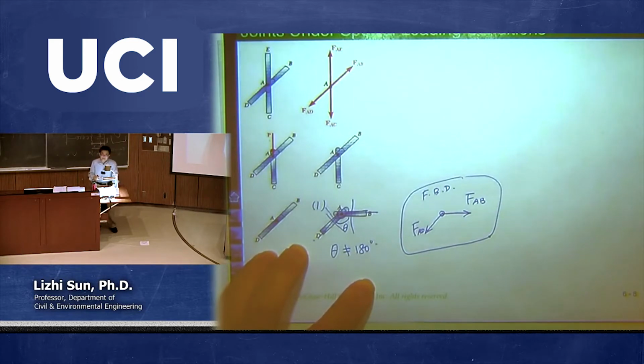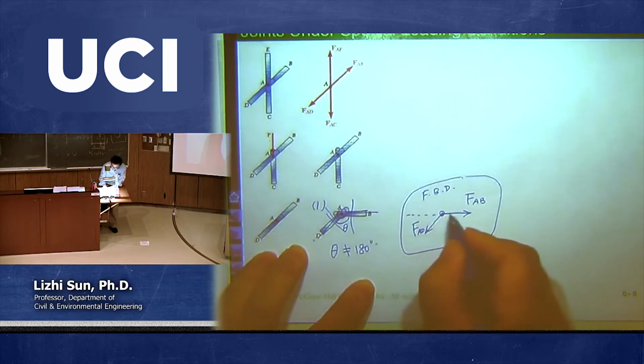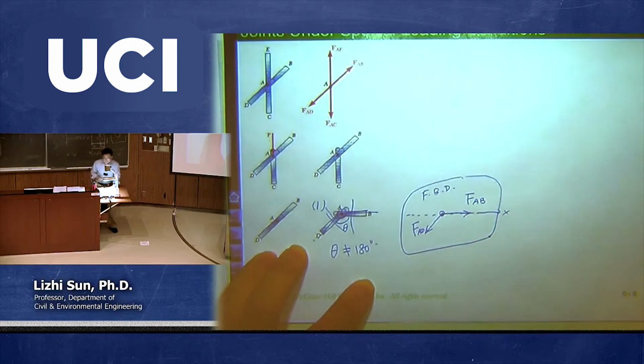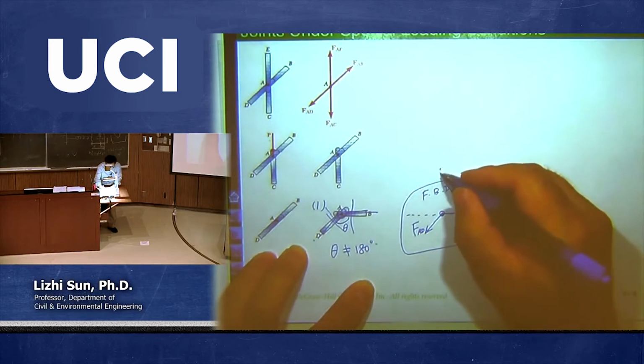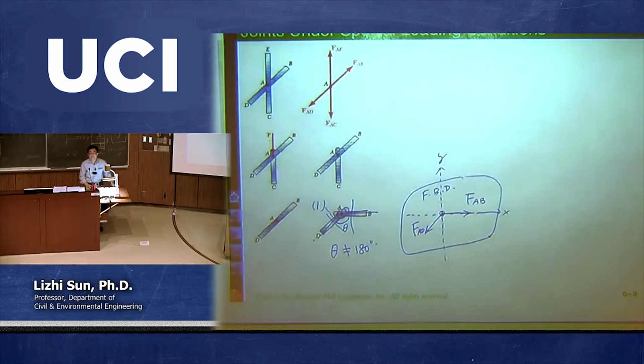What I'm going to do is randomly pick one force direction as the x direction. So in other words, this one may not be horizontal, by the way, okay? So I'm going to say this is my x direction. And if I set up my x direction, then the y direction must be perpendicular to this. And this is the y direction. Okay, so that's very common.